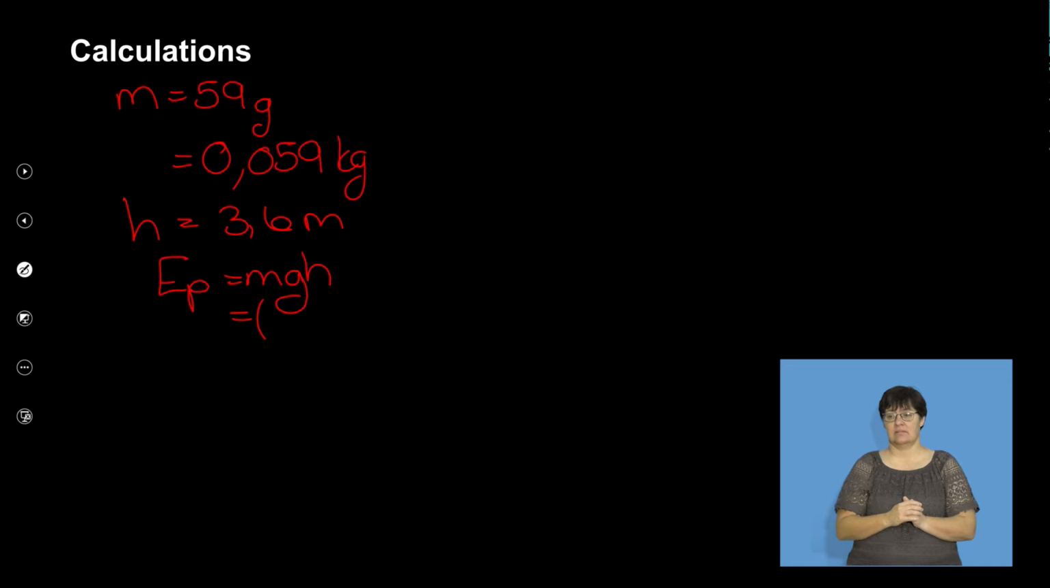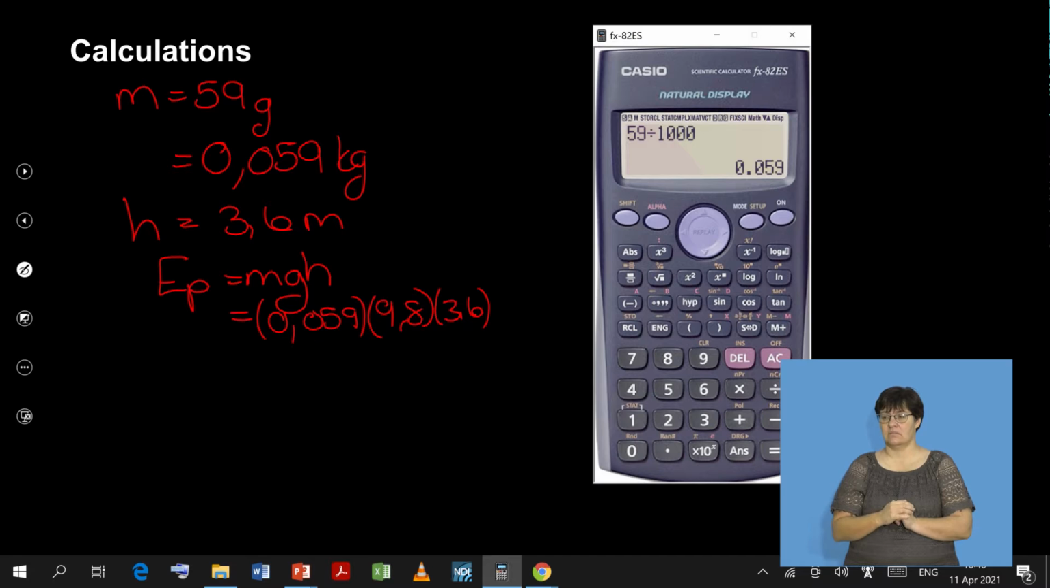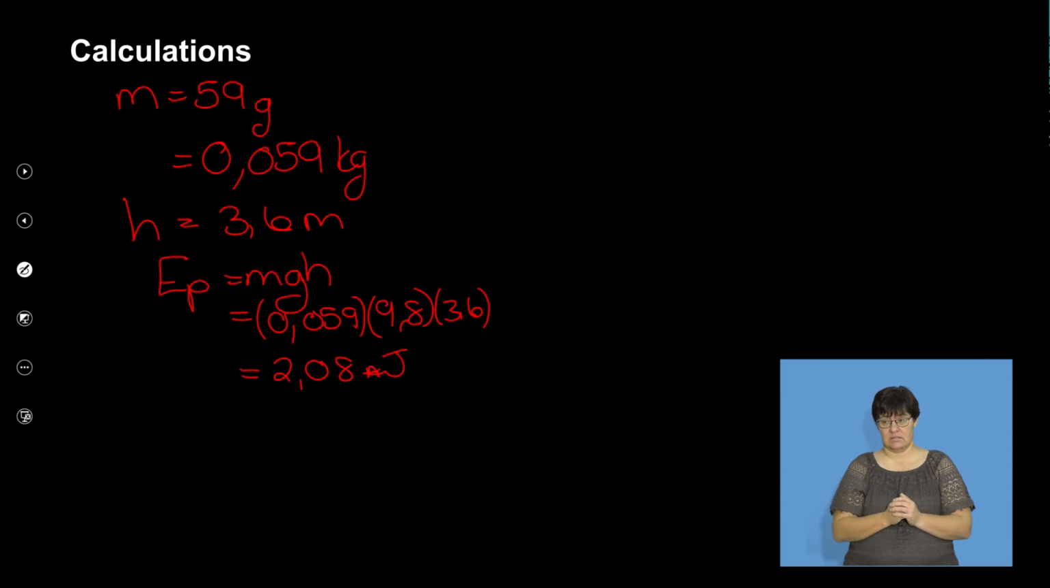The mass is 0.059. Gravity is always 9.8. That was 3.6. Absolutely need a calculator now. So we've got 0.059 times 9.8 times 3.6, 2.08 joules. Okay? We then saw that it went back up to a height of 2 meters.